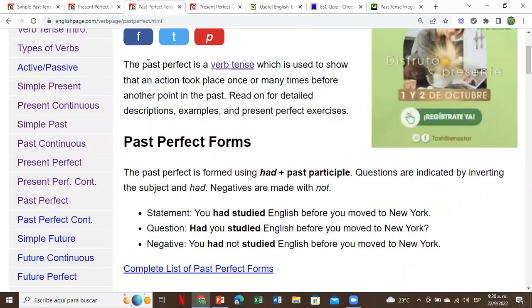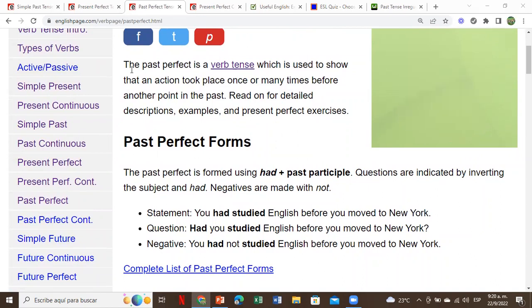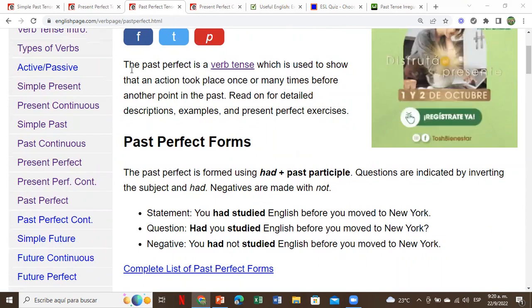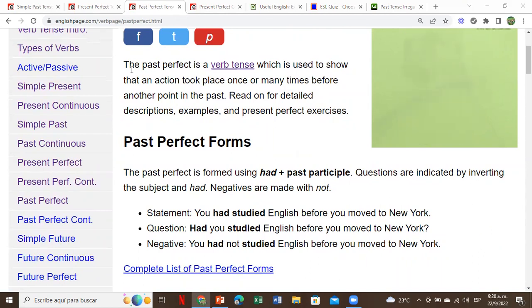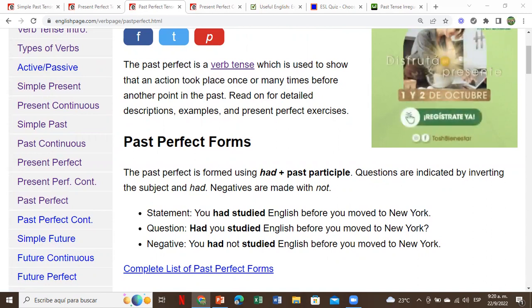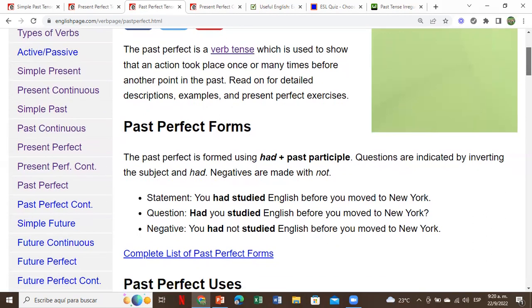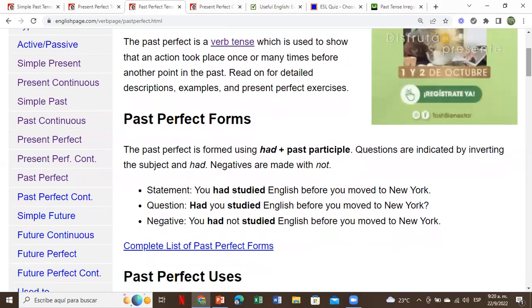The past perfect form. All right. So the past perfect is a verb tense which is used to show that an action took place once or many times before another point in the past. Read for detailed description, examples, and past perfect exercises.